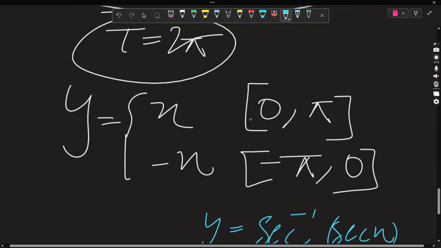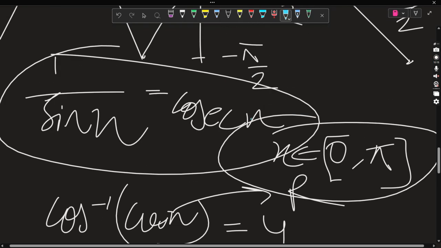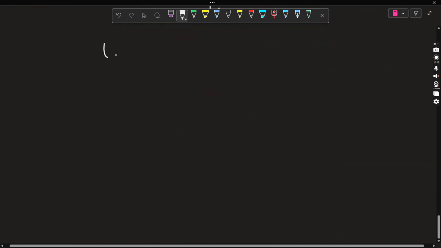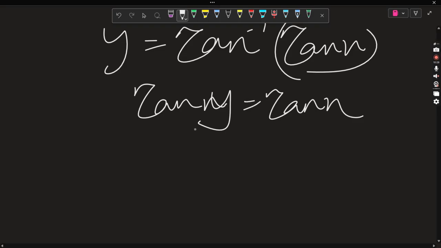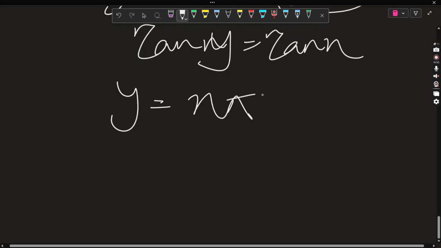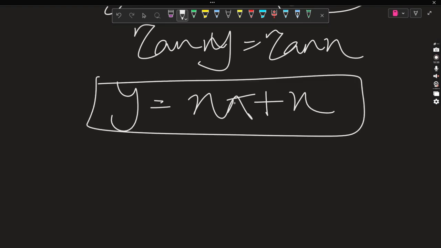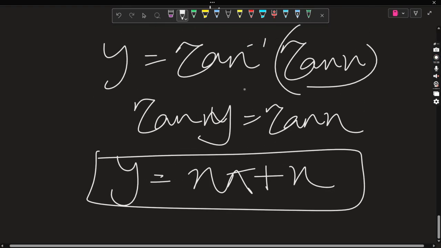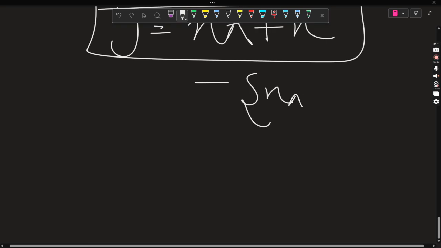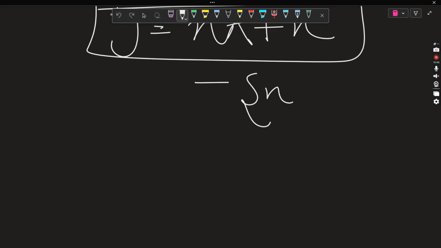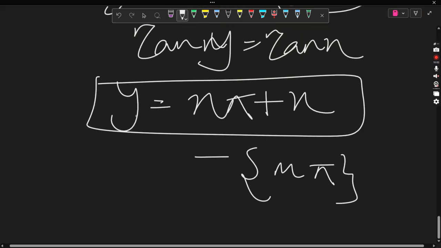And yep, these are the graphs for sine and cos and sec and cosec. Talking about tan and cot. So y is equal to tan inverse of tan x. So tan y is equal to tan x. And the general solution will be y is equal to n pi plus x. Very important. And in case of cot, the places where tan will be 0, that is 0, pi, 2 pi, you have to remove it. So minus m pi comes. So we'll see both of them.